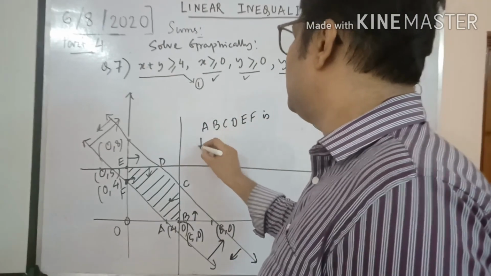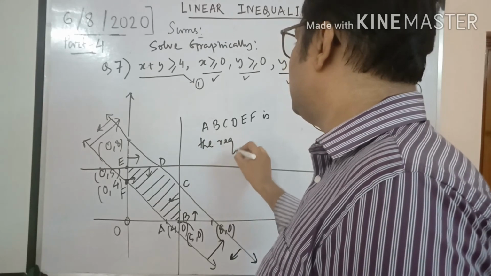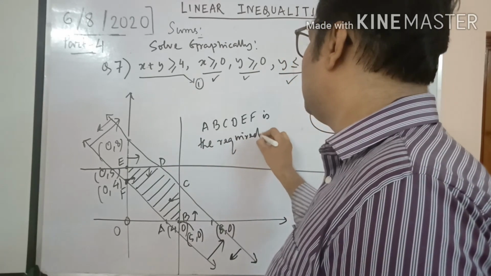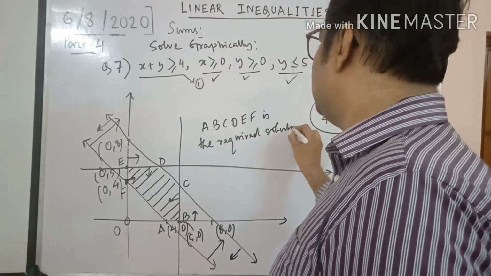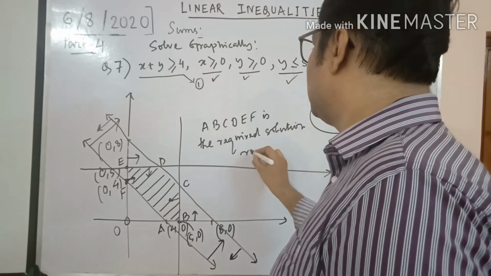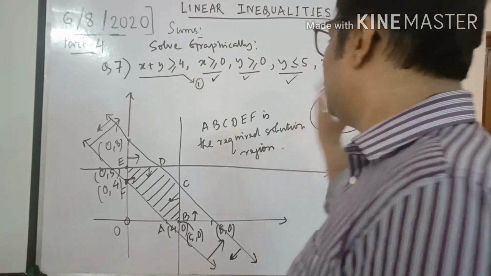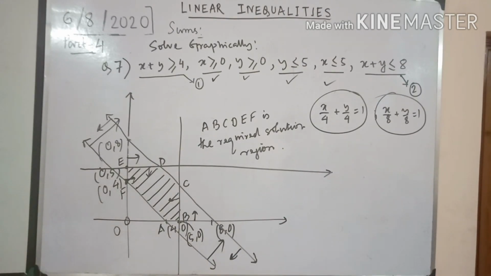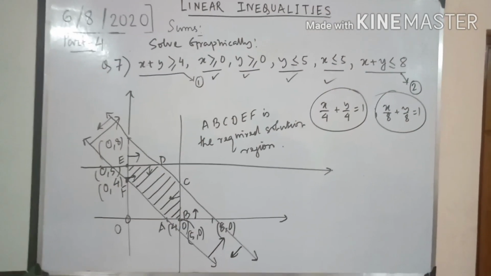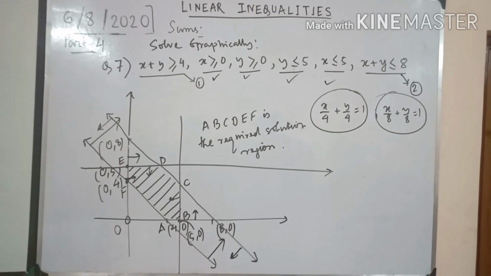is the required solution region for the given inequalities on the graph. So this will be the solution over here.